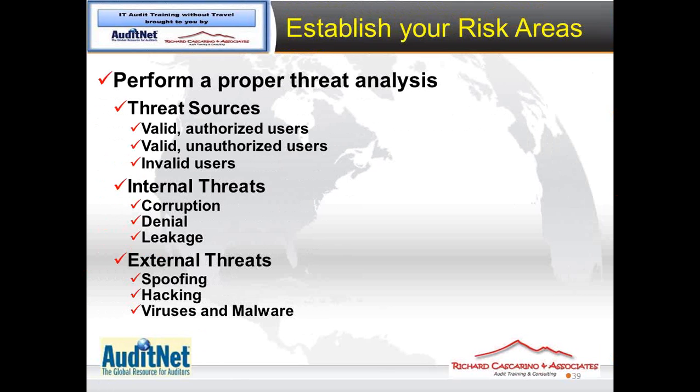And that means you need to recognize your valid authorized users are threat sources. Valid users, but unauthorized to do certain things, are also a threat source. And of course, you've got your invalid users. The outsiders, the hackers, the unauthorized users coming in. So you can have an authorized user who's authorized to do certain things and abuses that authority. That's a valid authorized user. A valid unauthorized one is the guy who sits next to me who's authorized to do certain things, but not the things I do.